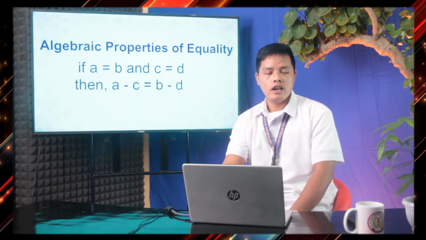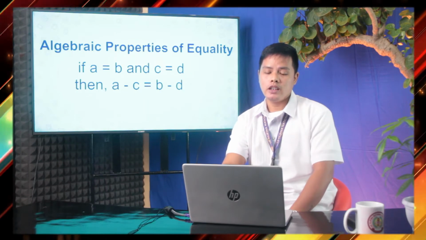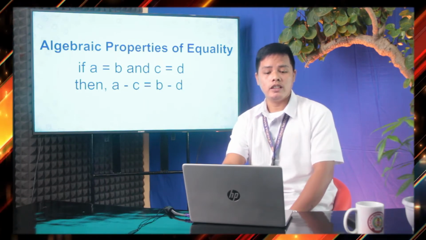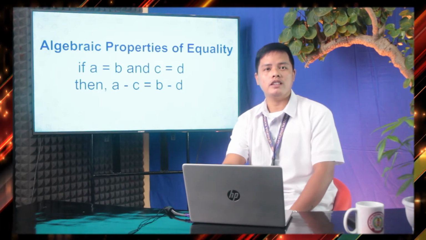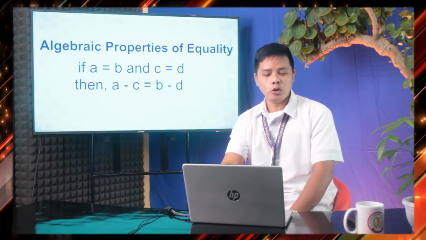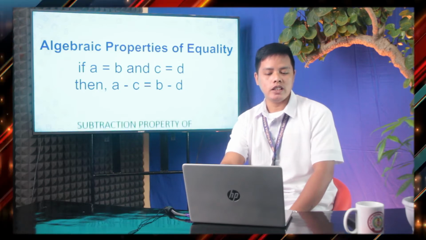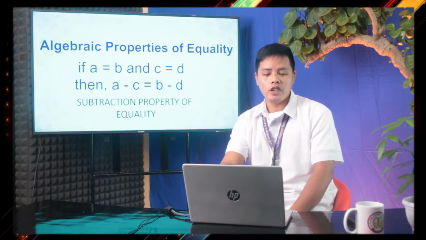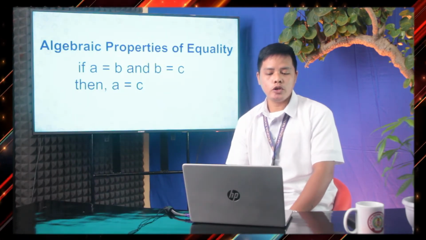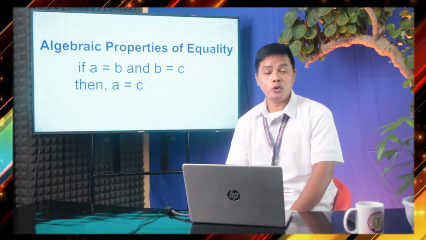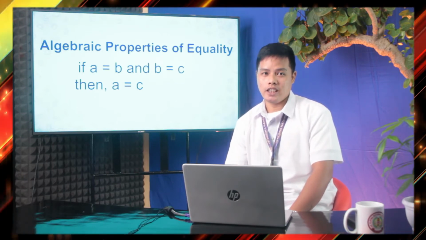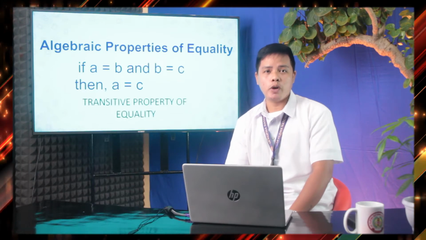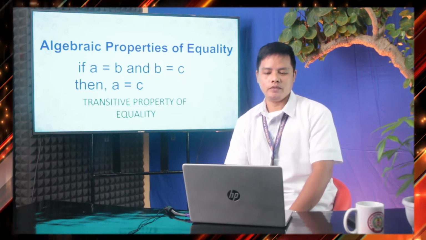Next, if A is equal to B and C is equal to D, then A minus C is equal to B minus D. That's right, it is the opposite of APE, which is the subtraction property of equality. Last, if A is equal to B and B is equal to C, then A is equal to C. What is that? It is transitive property of equality.